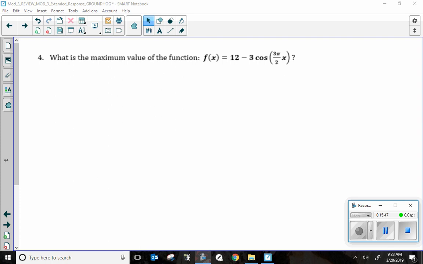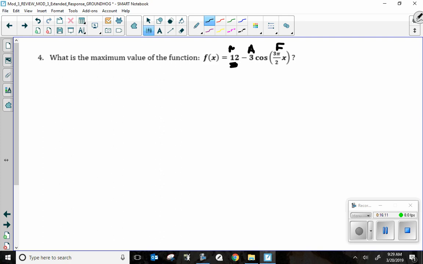On to number 4. What is the maximum value of the function f of x equals 12 minus 3 cosine of 3 pi over 2x? All right. I'm going to rewrite this so that you can understand better what I'm about to do. This is my midline. This is what I'm adding or subtracting. This is my amplitude. This is my frequency. I'm going to write this in the form that we're used to seeing it with my midline in the back. So I have f of x equals, this minus sign belongs to the 3, not the 12. So it's negative 3 cosine, 3 pi over 2x. This 12 is positive.